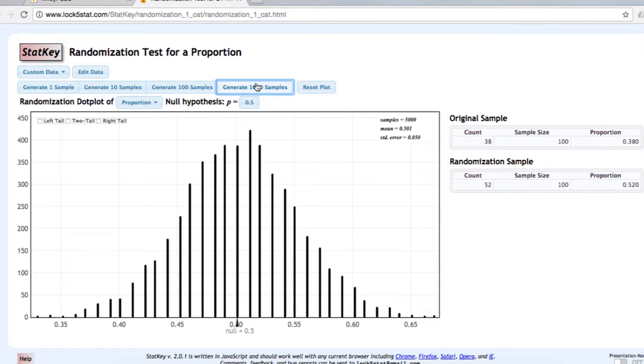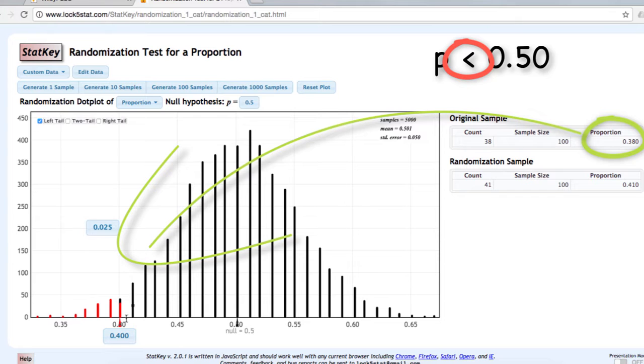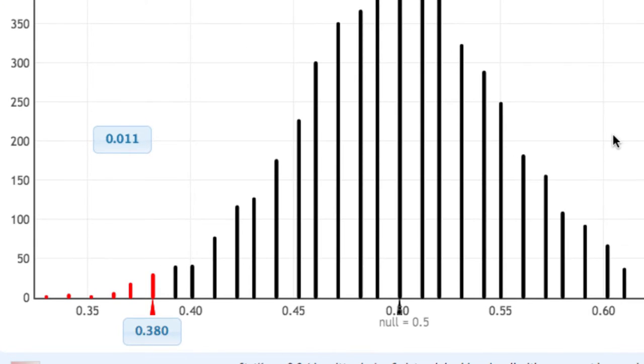Here we have our randomization dot plot. In order to find our p-value, we need to map our sample proportion onto this distribution. Before we do this, we need to figure out if we have a left-tailed, two-tailed, or right-tailed test. So we look at our alternative hypothesis. P is less than, so this is a left-tailed test. And P is less than 38 over 100, which is 0.38. Our p-value here is 0.011.